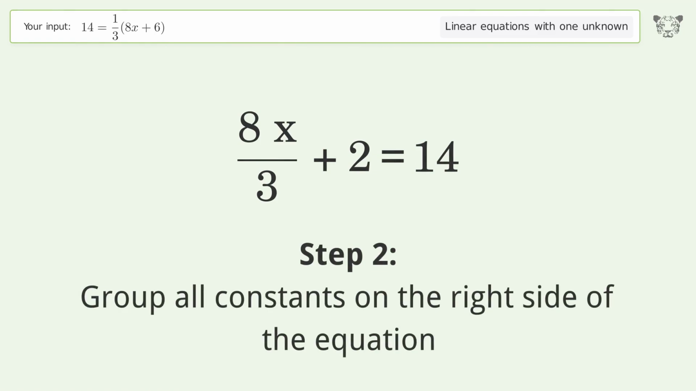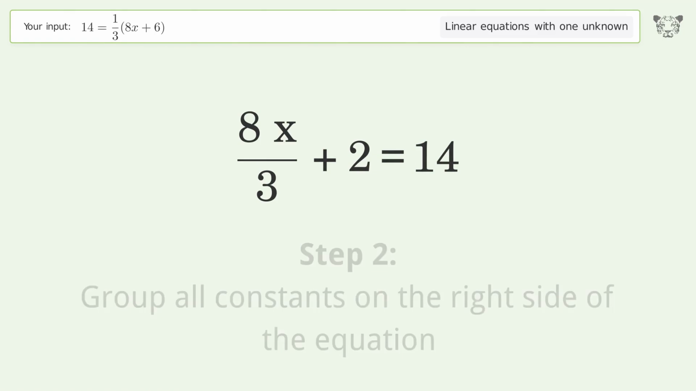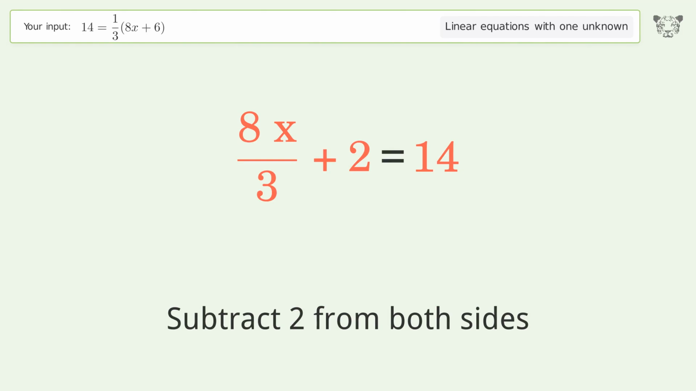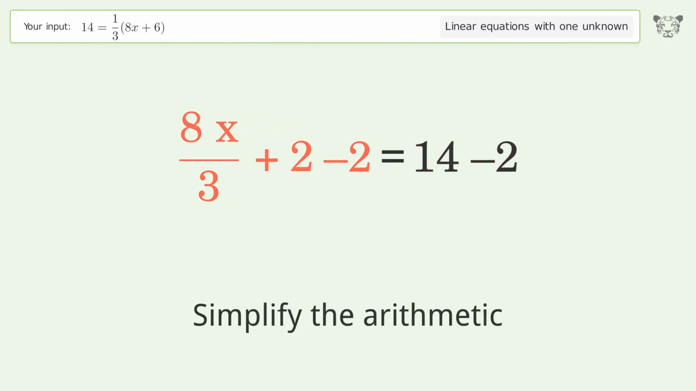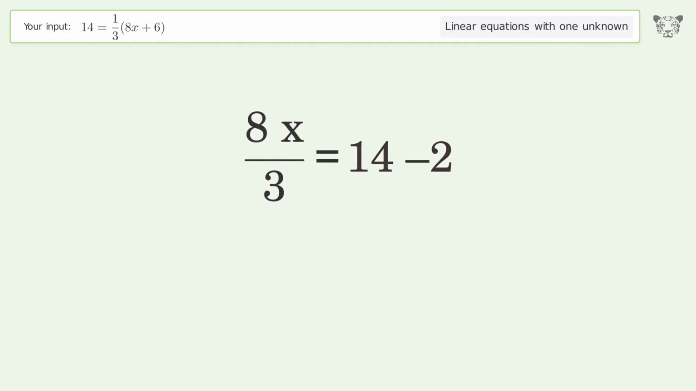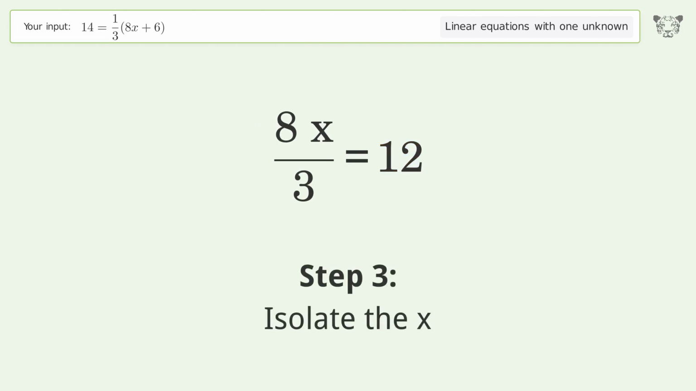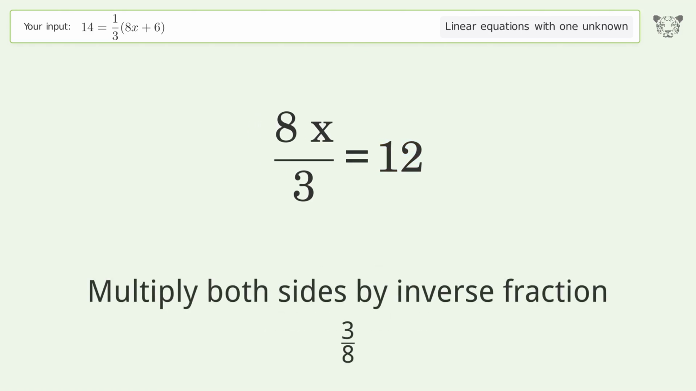Group all constants on the right side of the equation. Subtract 2 from both sides. Simplify the arithmetic. Isolate the x. Multiply both sides by inverse fraction 3/8.